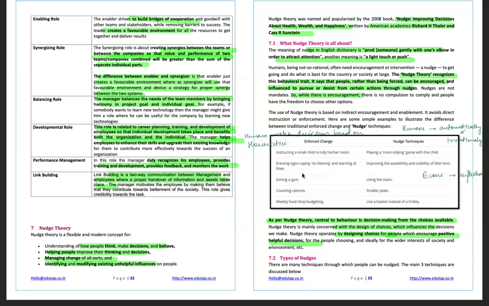of information and assets takes place. So the manager motivates the employees by making them believe that they contribute towards the betterment of society. This role gives credibility to the task.